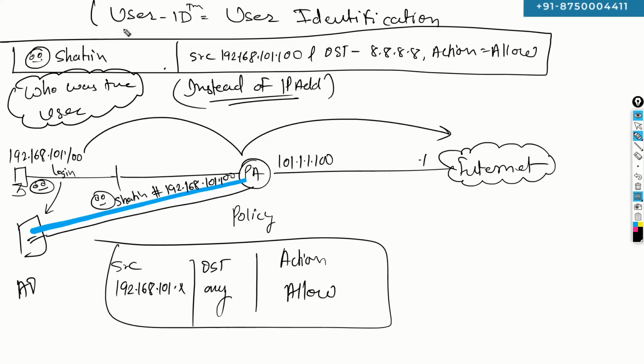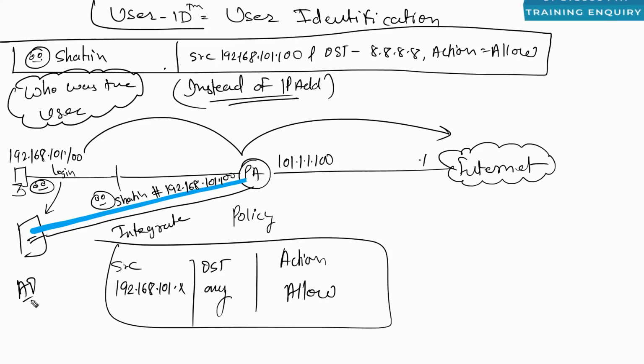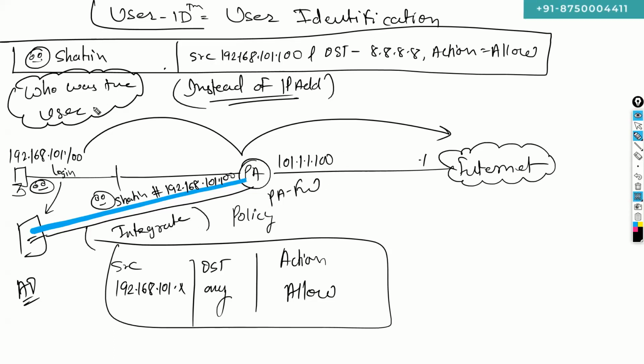So what is User-ID here? With the help of User-ID, we can integrate Microsoft AD with Palo Alto Firewall. And what we can achieve here is accurate user information when the incident was logged. Clear?